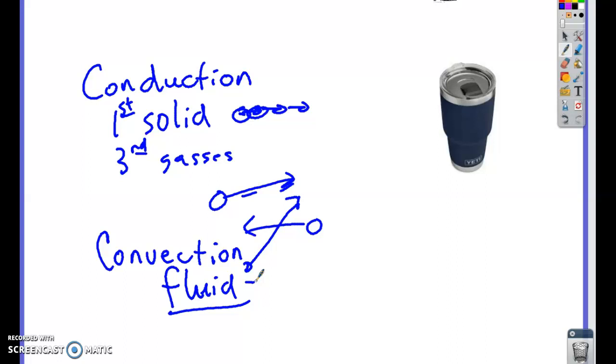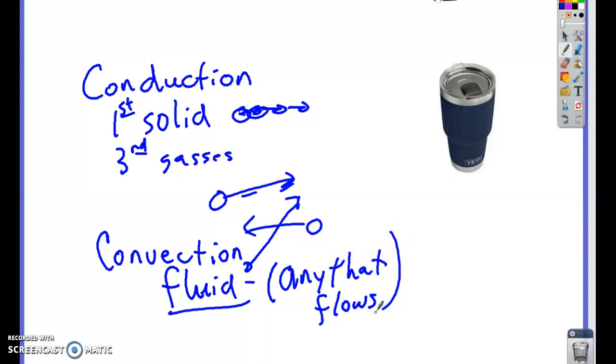But in physics, the word fluid just means anything that flows. So if you can go with a flow, then you're a fluid. No, okay. But seriously, a fluid is anything that can flow. Now obviously solids cannot flow. They have a shape, they stay in that shape. However, liquids can flow, and so can gases. They can both move, and therefore they can flow. So really this convection only occurs in gases and liquids. It does not occur in solids.